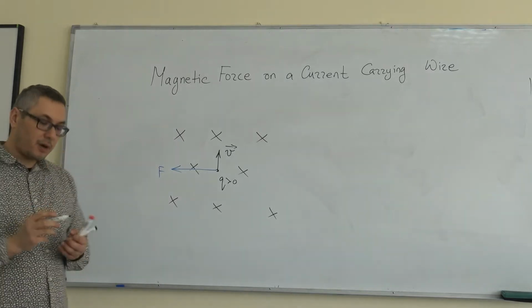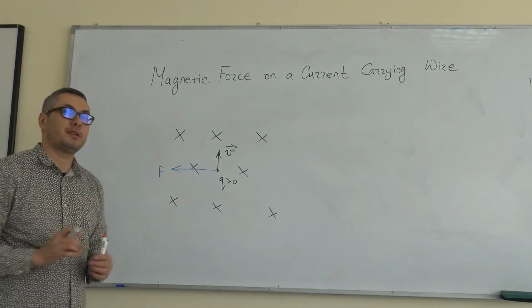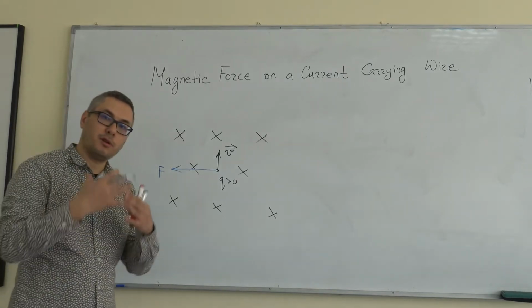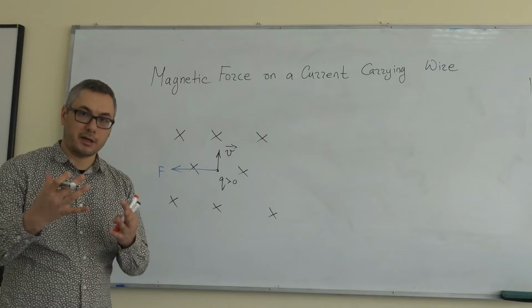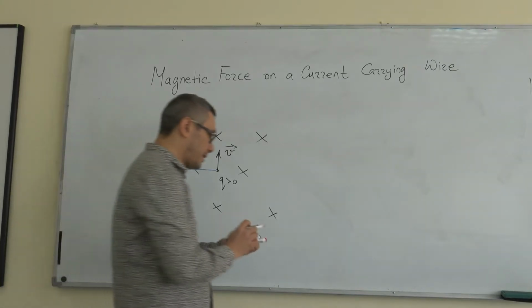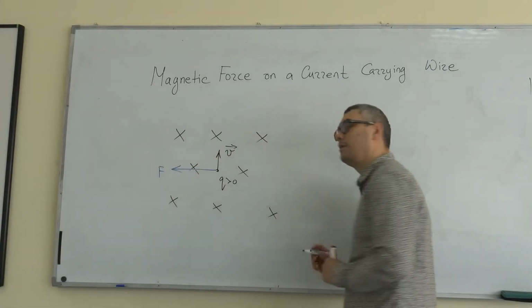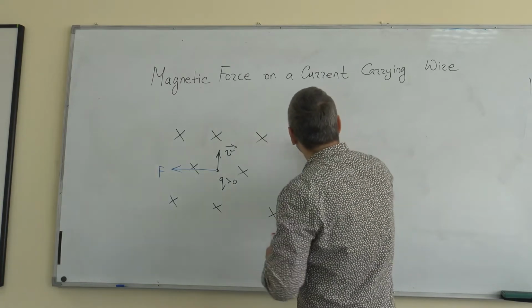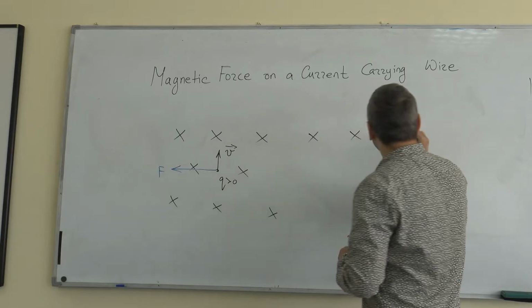Now let's think about the current. What did we say about the current? We said that current is basically the motion of positively charged particles in the wire. So let's say that now instead of one single particle, we have a number of particles. So let me draw it here.